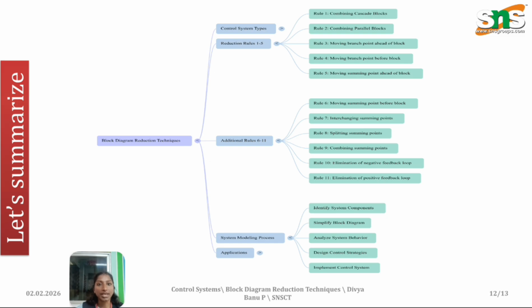Let us summarize. In this lecture, we have discussed 5 simple basic rules, and rules 6 to 11 are additional rules like summing point interchange, moving summing points before and ahead, and simplifying the feedback, which is negative feedback and positive feedback.